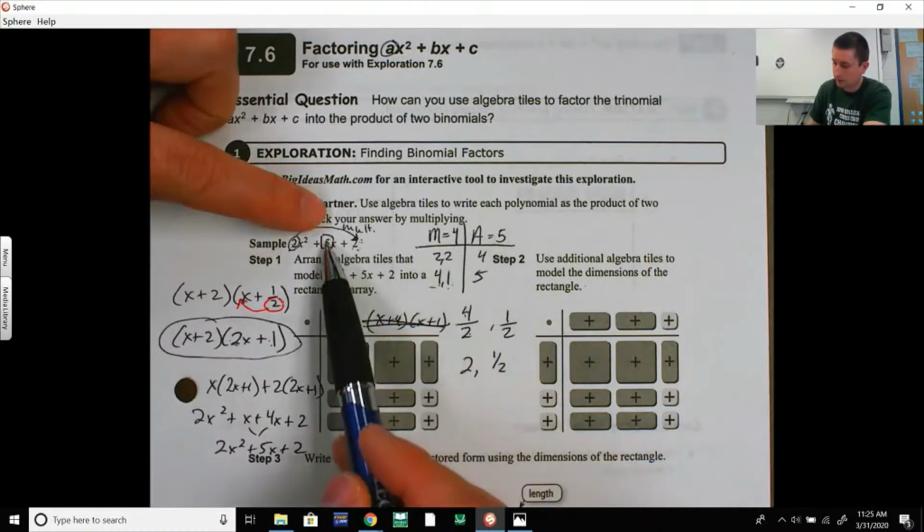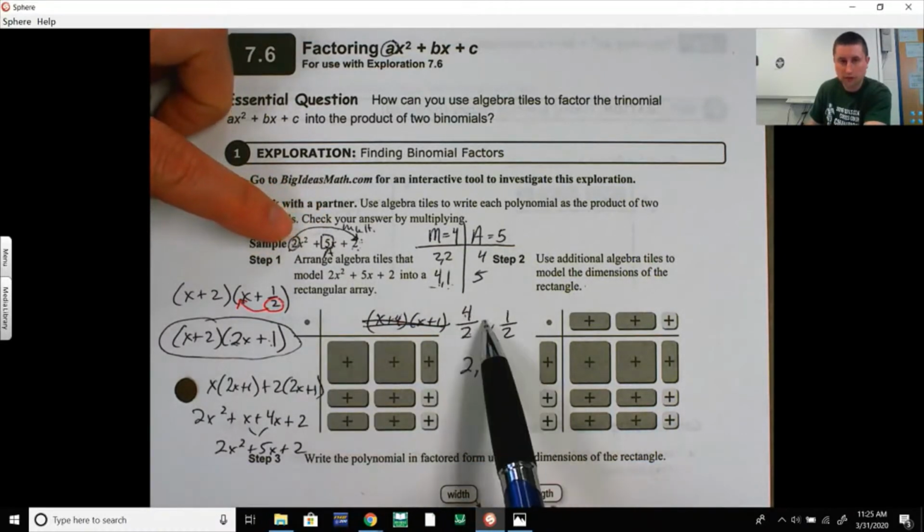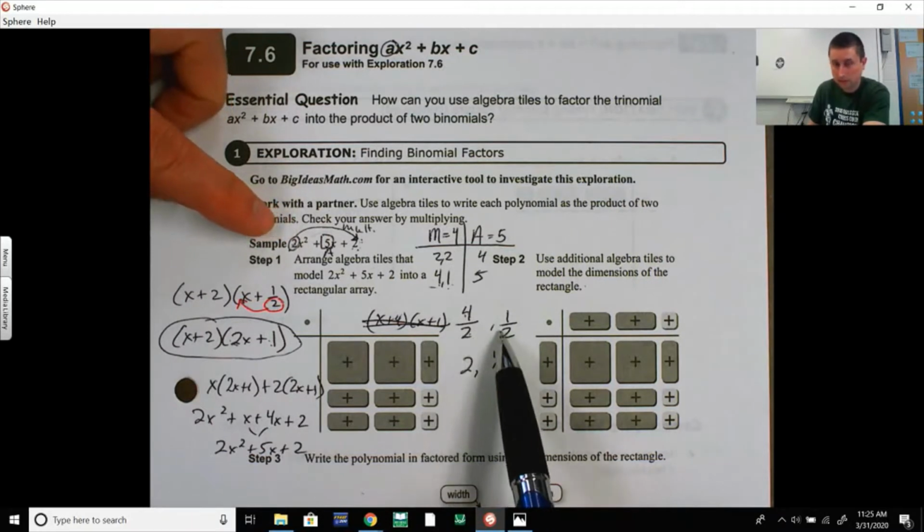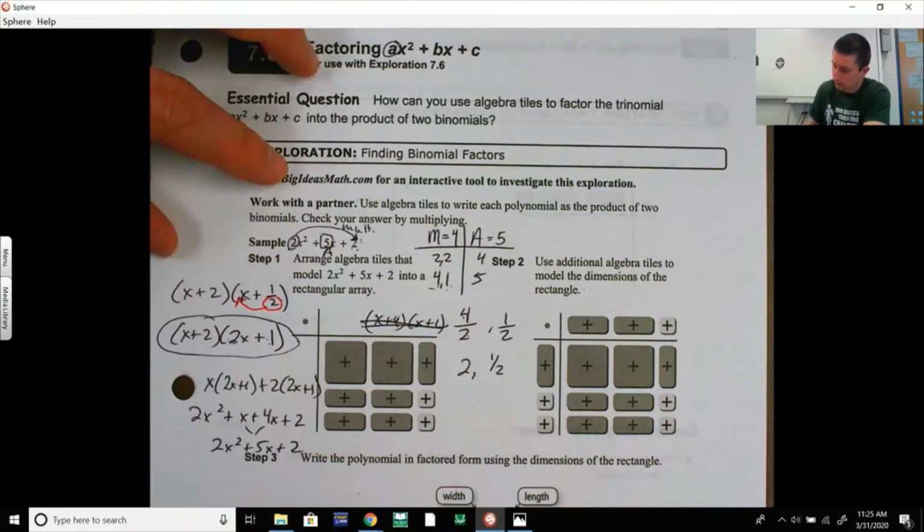Your b is still the middle one, and then once you get your two numbers, you have to divide by the number that a is. If you get a fraction, the bottom number goes to the front.